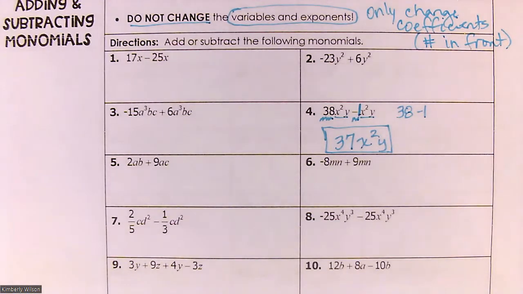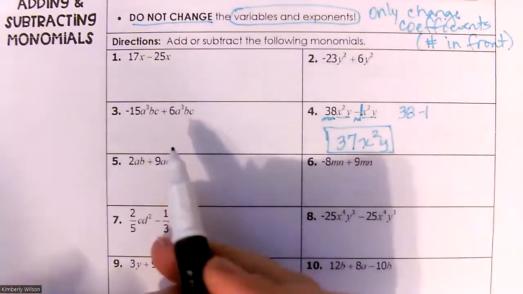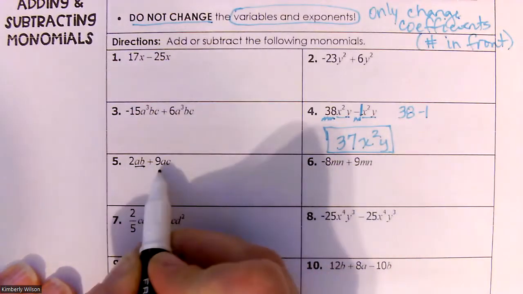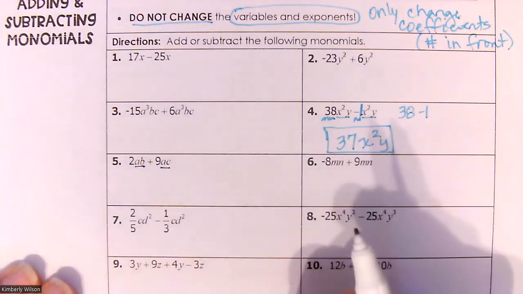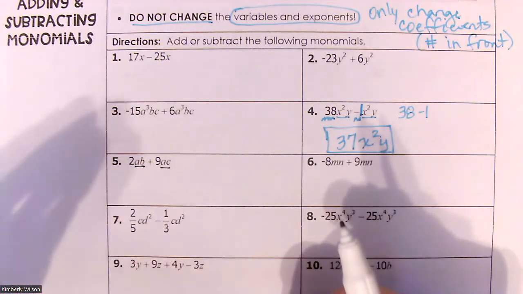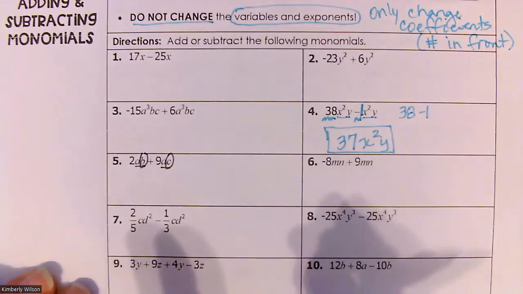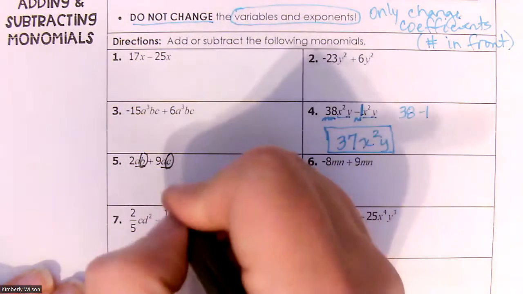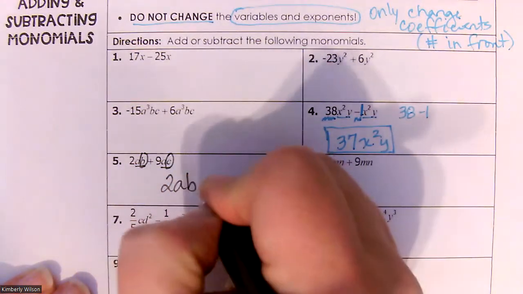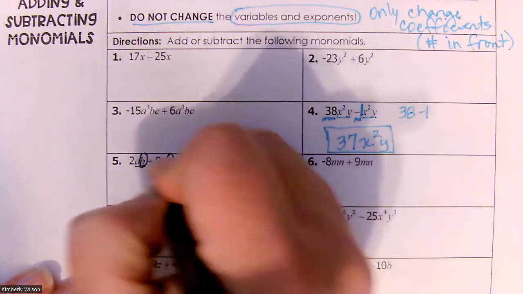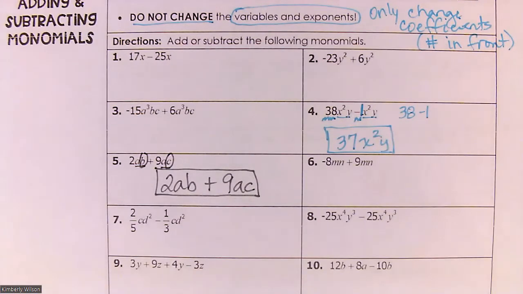Next, we're going to go to number 5. Okay, well, when I look at number 5, I first look at the variable scenario. This is AB. This is AC. Well, wait a minute. They don't have the same variable term scenario. These are different. So therefore, I cannot add them together. So my answer is 2AB plus 9AC. I just rewrite it as the answer because I cannot combine them together.